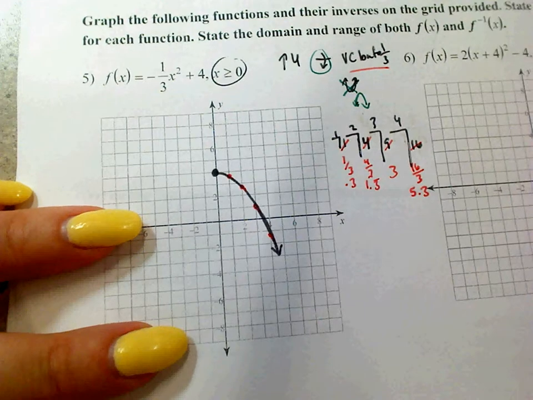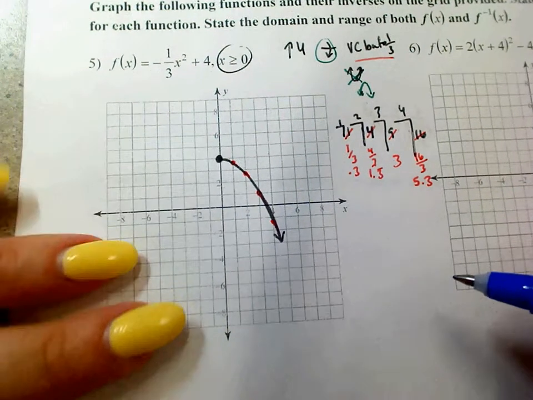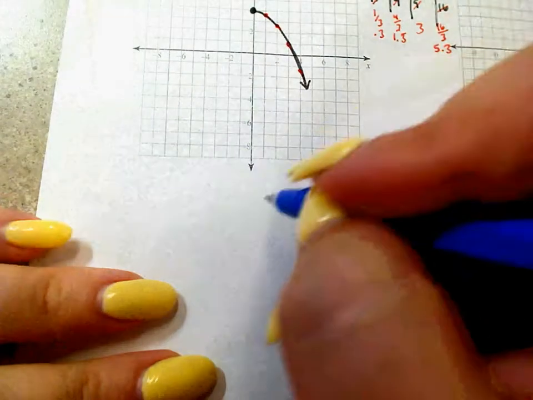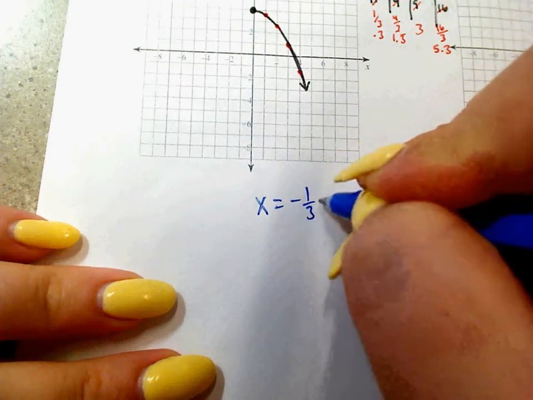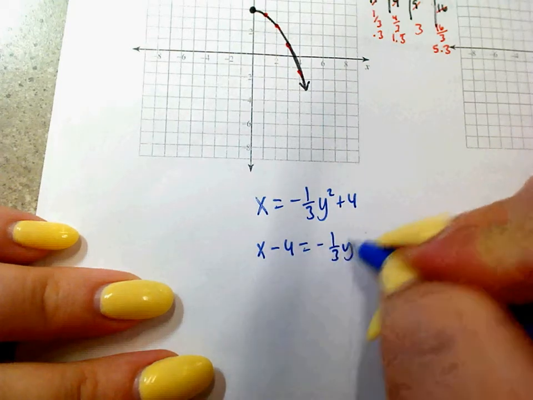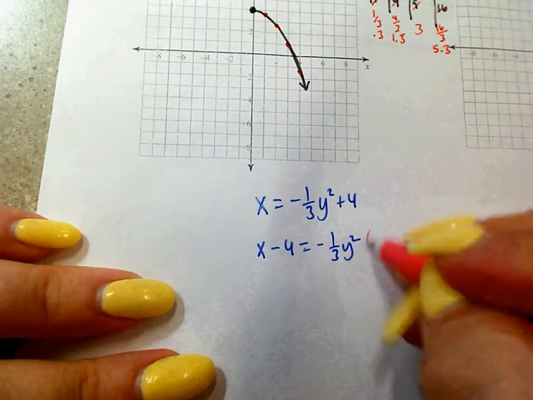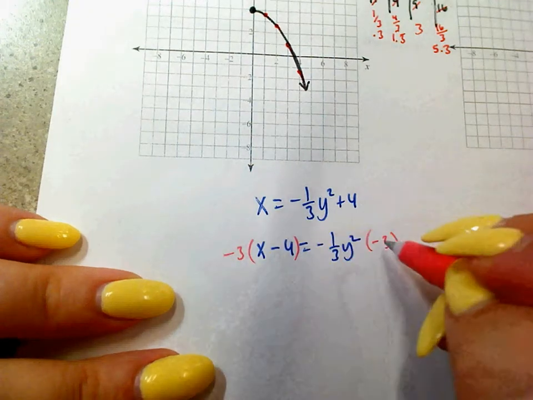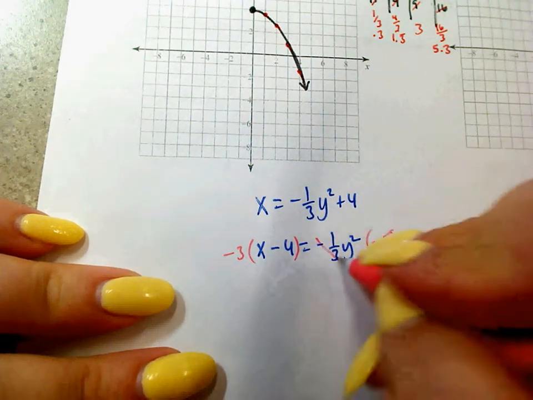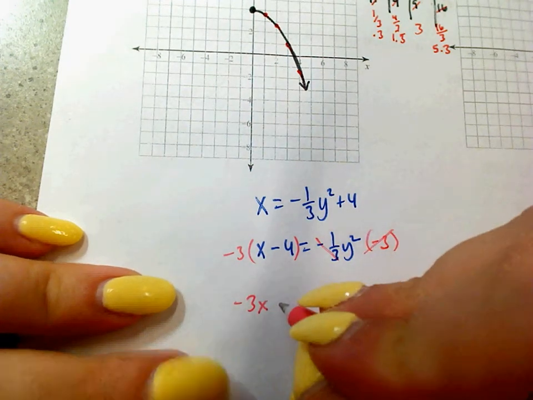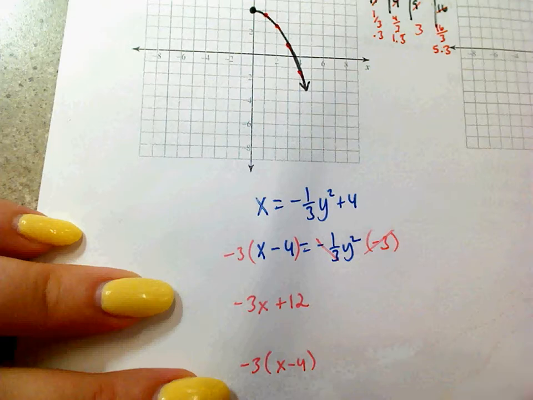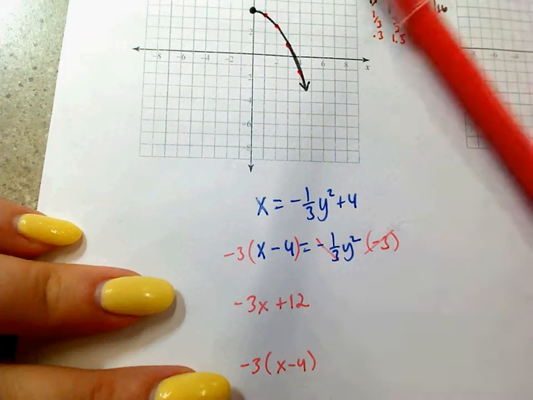And then I want to find the inverse. So if x equals negative 1/3 y squared plus 4, then the first thing I'm going to do is subtract the 4. I'm going to multiply by negative 3. So those simplify out, and I'm left with negative 3x plus 12, although if we leave it as negative 3 times (x minus 4), it's easier to see the transformation, so I'm going to write both. And then we take the square root.